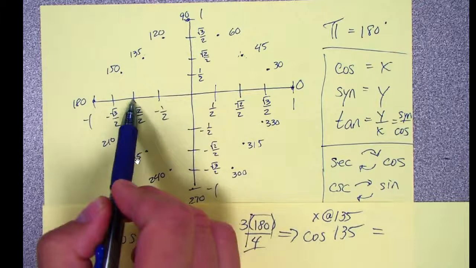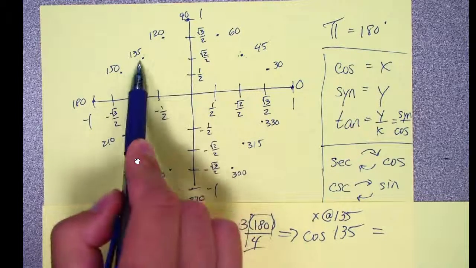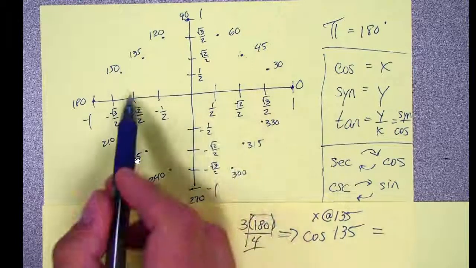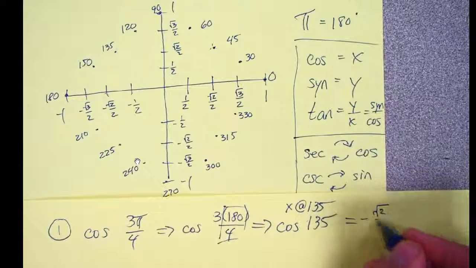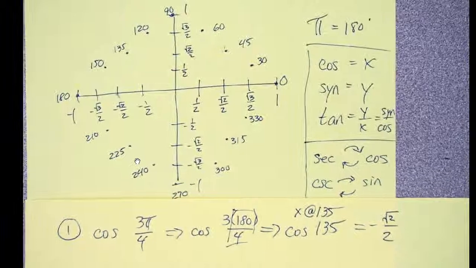That is 2 tick marks to the left, because we've gone to the left twice on our little grid. And the cosine there is negative square root of 2 over 2. And that's your answer, and that's what you'd be expected to tell me.